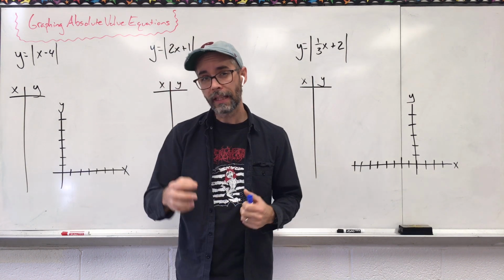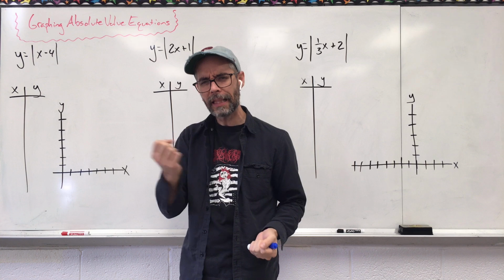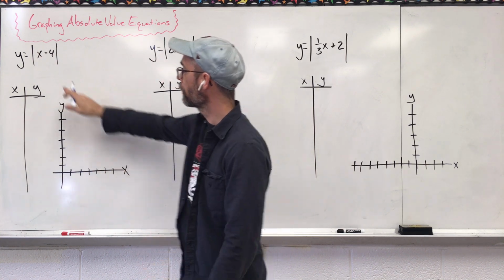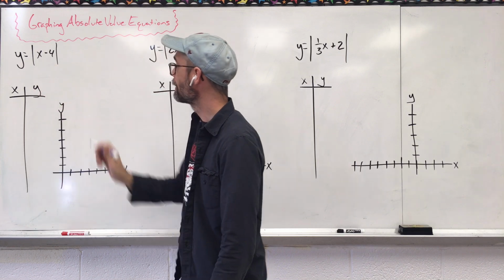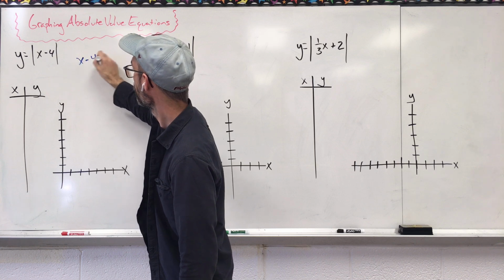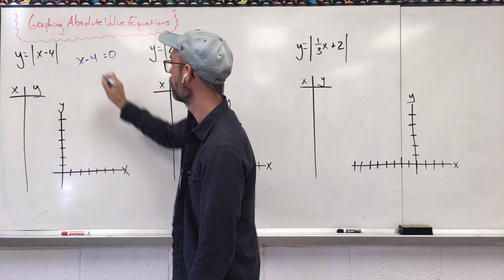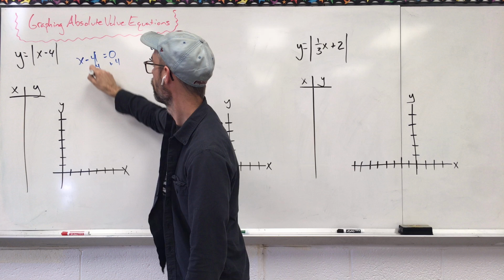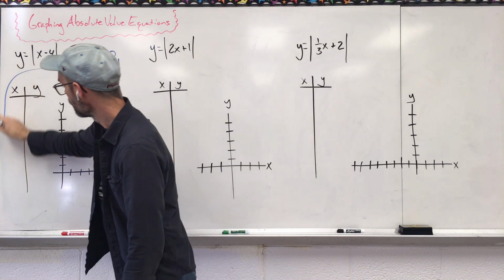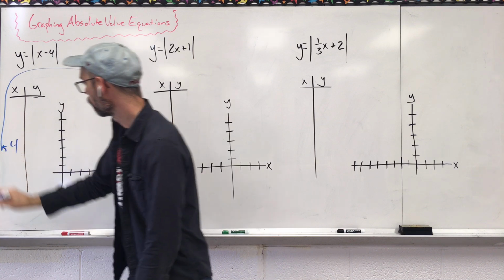Now in order to find that vertex, or that axis of symmetry, that spot in the middle, we have to go inside the absolute values. So we're going to take what's on the inside and set it equal to 0. In this case, we have x minus 4, set it equal to 0, add 4, x equals 4. That 4 that we just found now needs to come right in the middle.